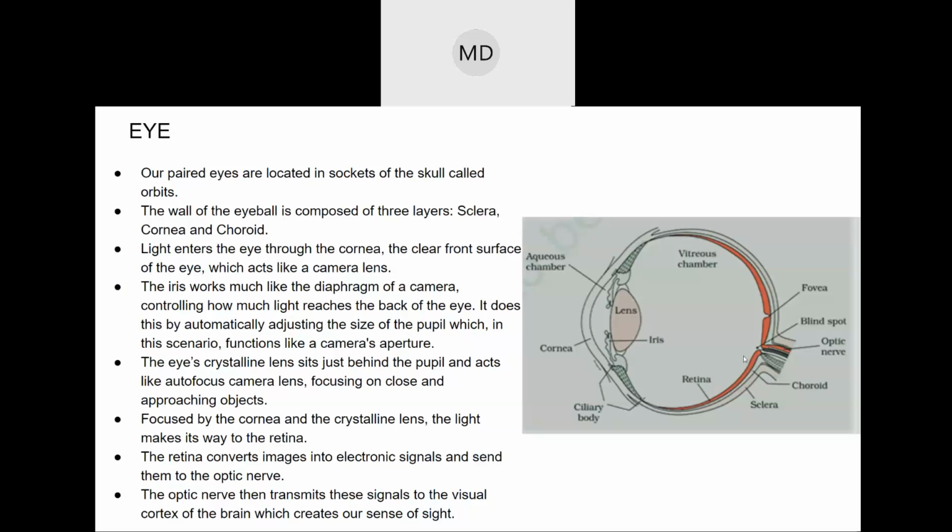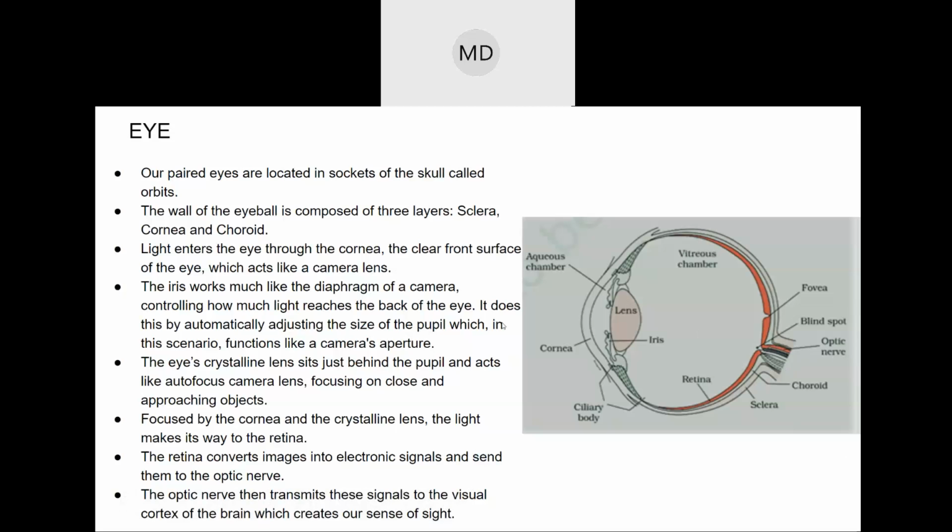So, whenever you see an object, the lens will focus on the retina. That retina will convert the image that you are seeing in front of you into an electrical signal. That electrical signal will be transmitted to the brain by the optic nerve. This is the optic nerve.